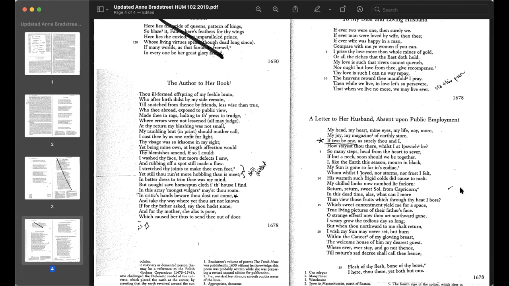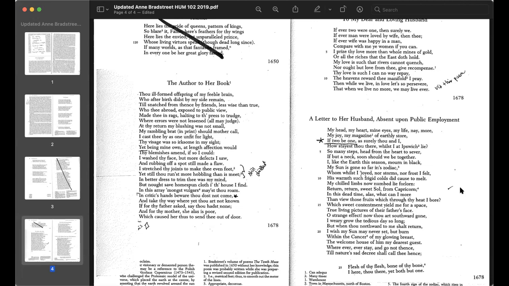My head, my heart, mine eyes, my life, nay more, my joy, my magazine of earthly store. If two be one, as surely thou and I, how stayest thou there while I at Ipswich lie? So if we're supposed to be one, how can we be separated in the way we are? So many steps, head from the heart to sever. If but a neck, soon should we be together.